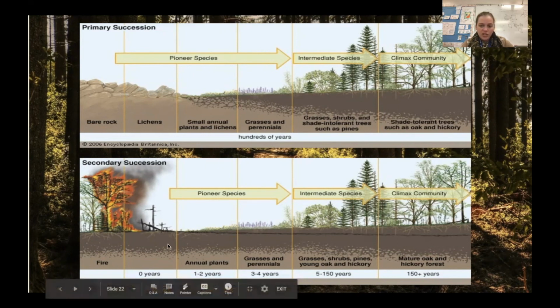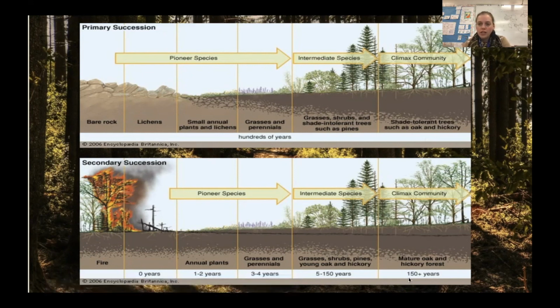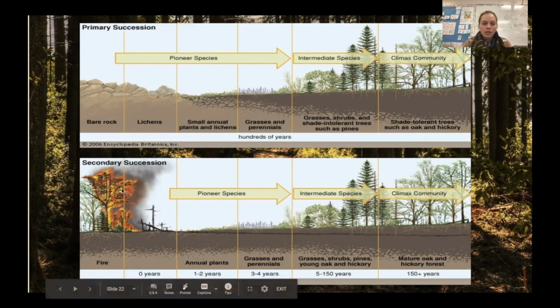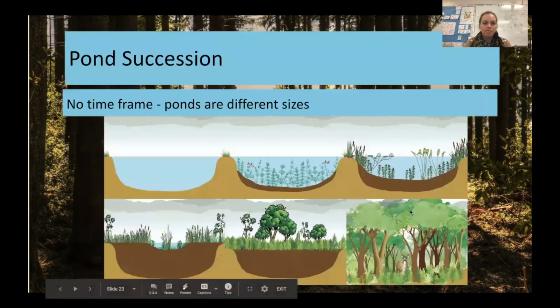Secondary succession's a little bit quicker. Either way, you're going to be reaching that climax community in about 150 years. So people that are interested in forestry, you can use this succession pattern to predict how old a forest is.